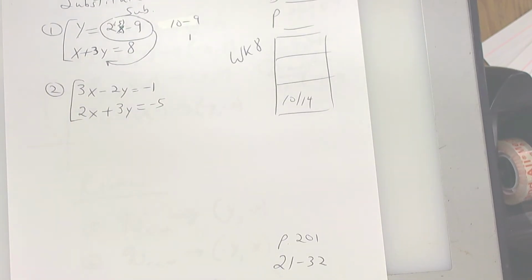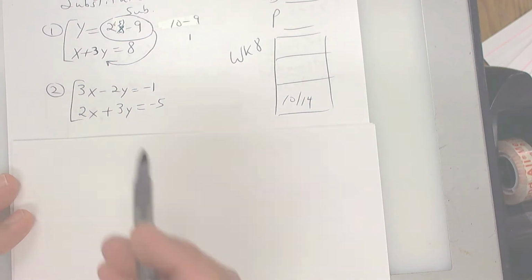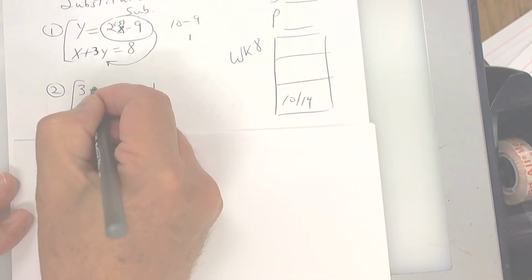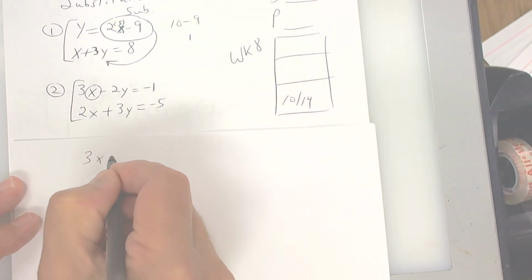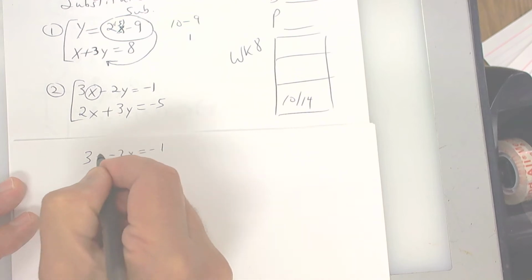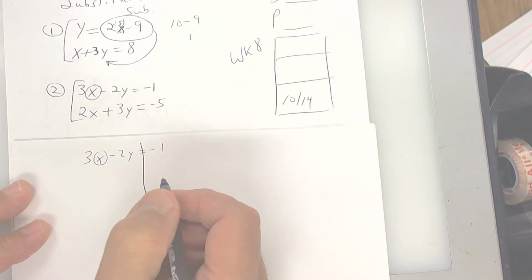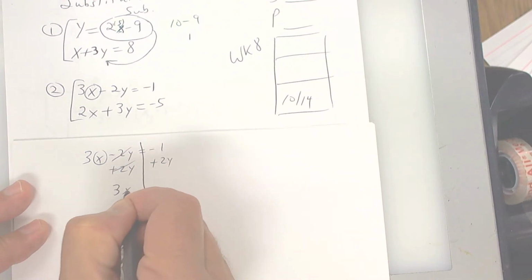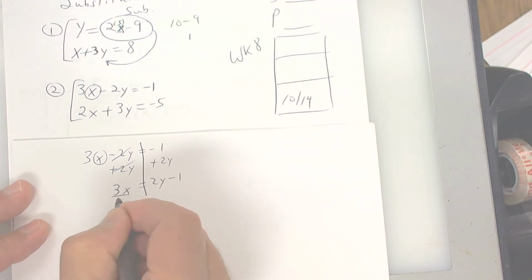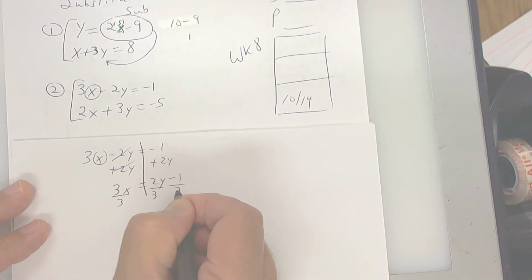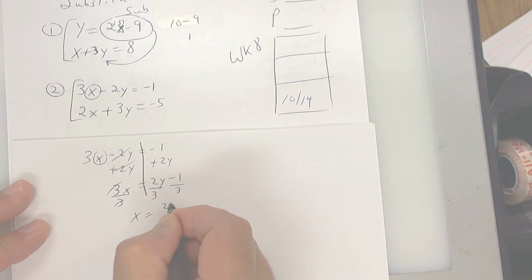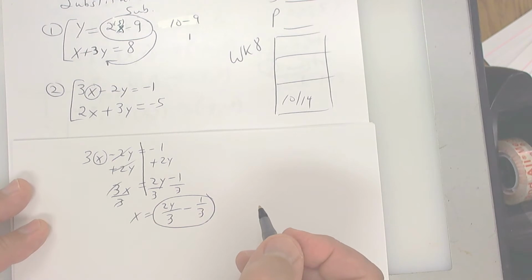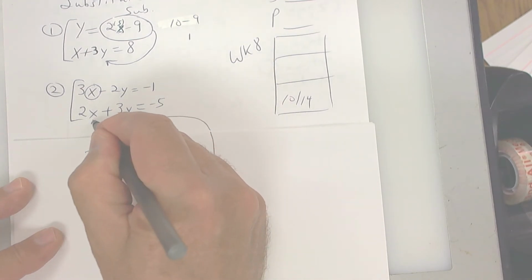This one right here, you don't have 1 by itself, so you get to pick. Unfortunately, there's not any good choices. So let's go after the x right here. So put 3x minus 2y equals negative 1. Circle that. And you're going to add 2y to both sides. So you get 3x equals 2y minus 1. You're going to divide by 3. And you're going to get x equals 2y over 3 minus 1/3.